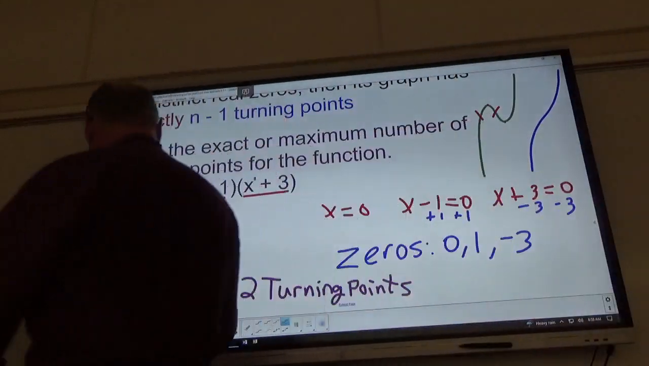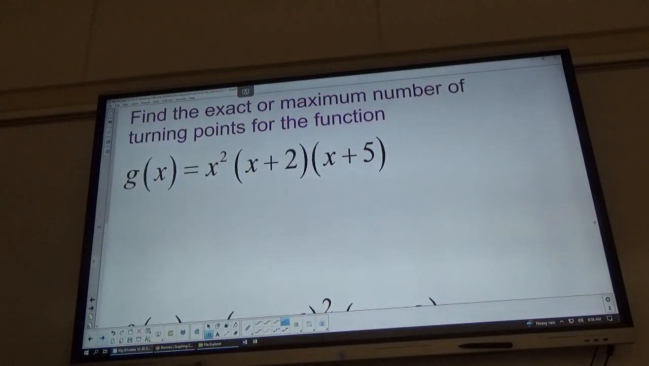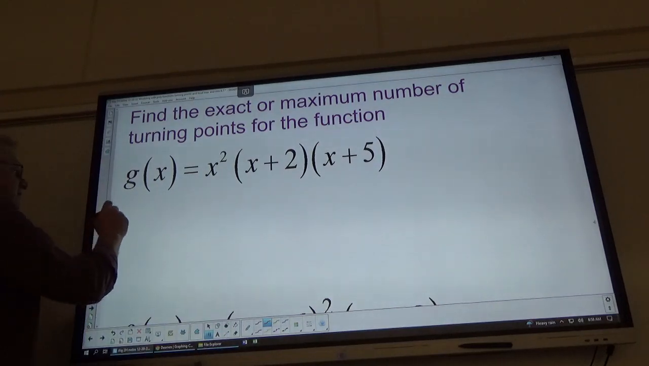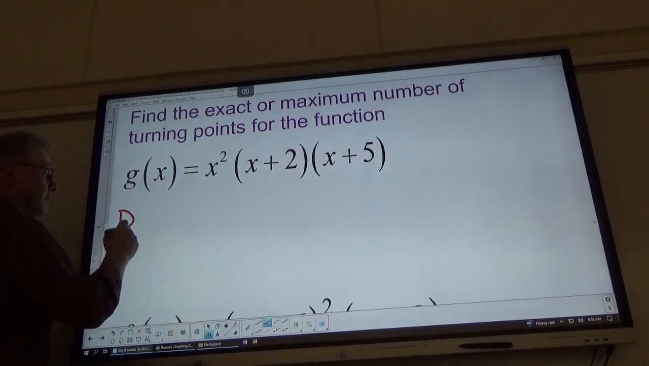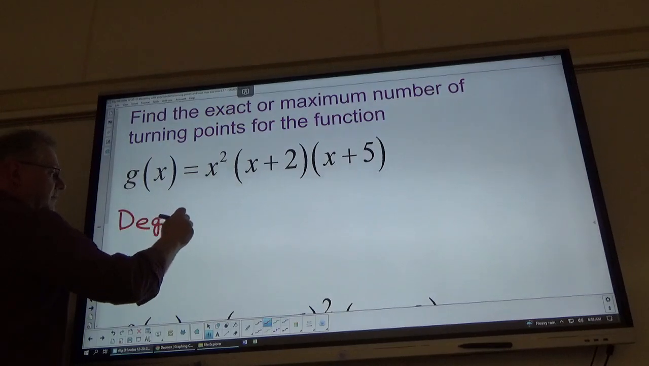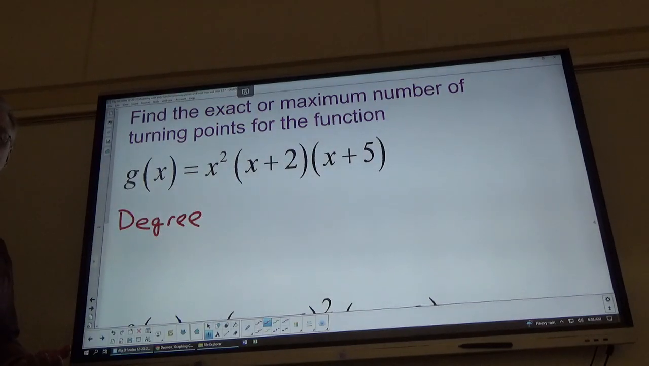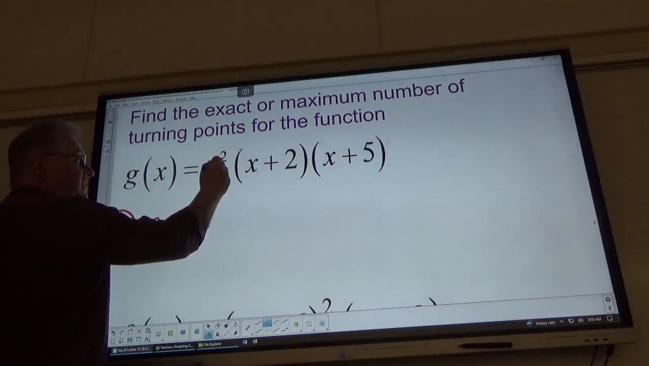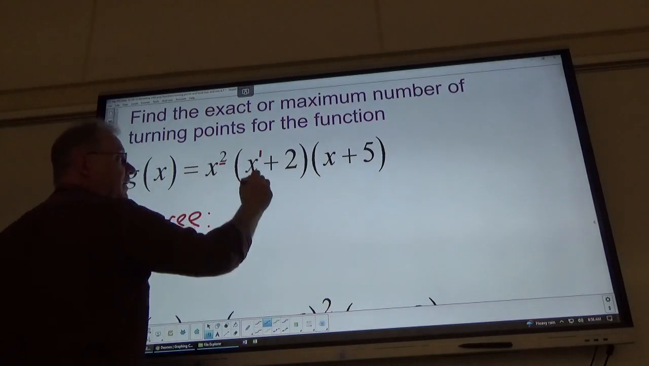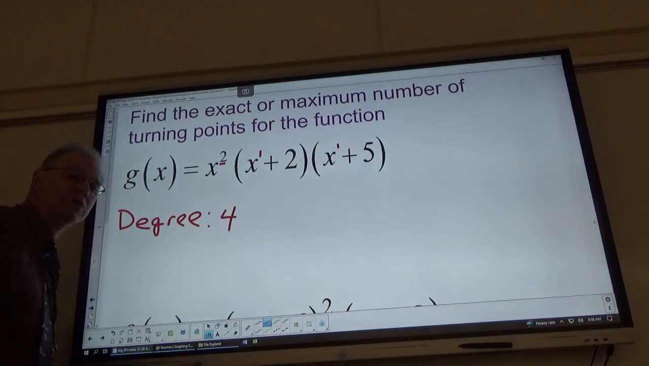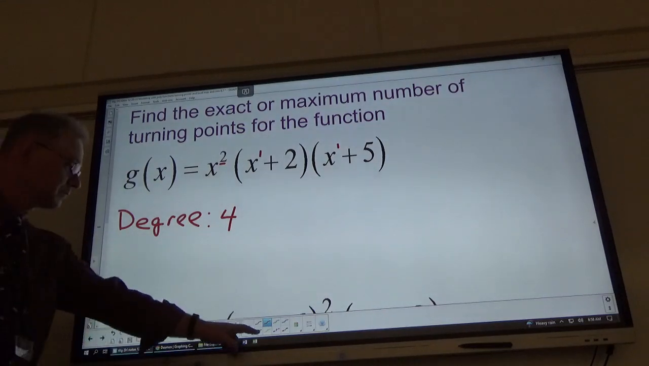All right, so let's look at another example. We're trying to determine if it's exact or maximum and how many turning points. So as we started this one, and we should start all of them, I should have done that before, we're trying to find the degree of the polynomial function first. Now notice these factors have degrees of 2, 1, and 1. So that's a degree total when you add it up of 4.